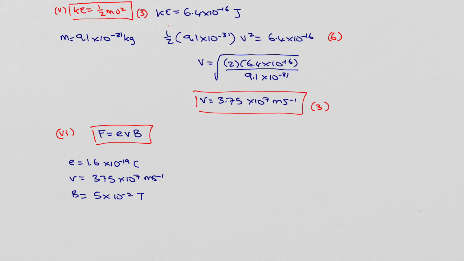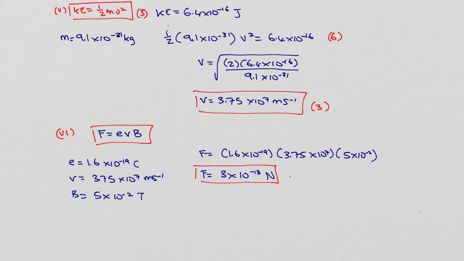So subbing into our equation, we end up with the charge on the electron, so 1.6 by 10 to the power of minus 19, by the speed, which is 3.75 by 10 to the power of 7, by the flux density, which is 5 by 10 to the power of minus 2. So that gives us a force of 3 by 10 to the power of minus 13, and of course it's force, so therefore our unit is newtons. So again, in any of these calculations, if we're missing our units, we will be deducted 1 mark. So again, we had 3 for our formula, 3 for subbing into our formula, and 3 for our answer.